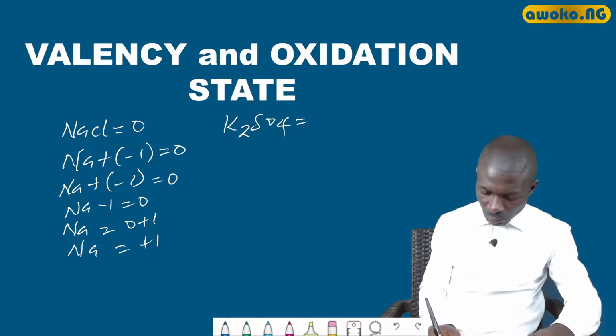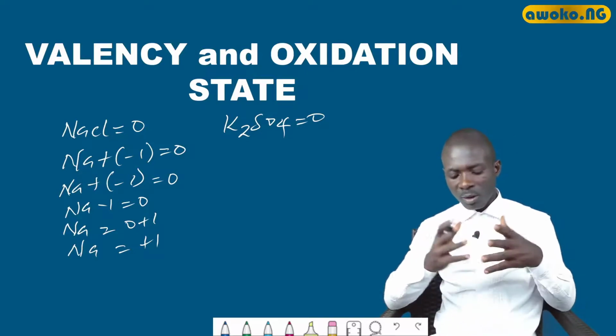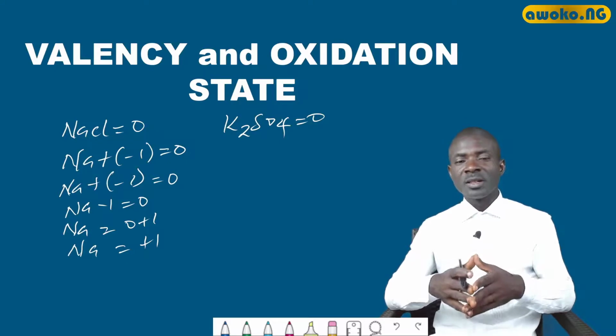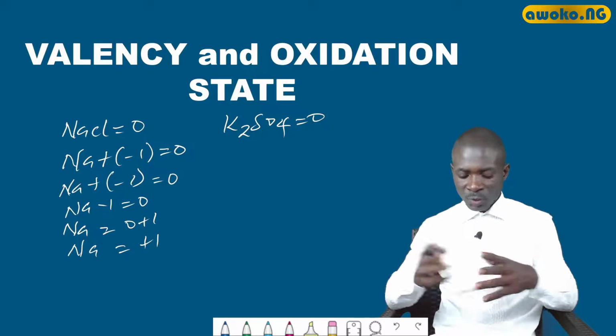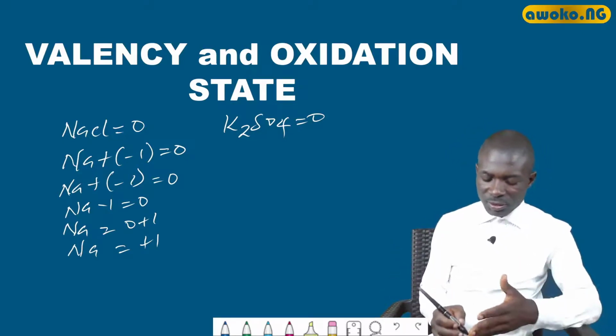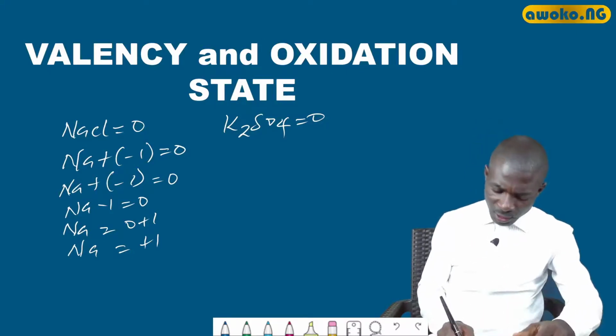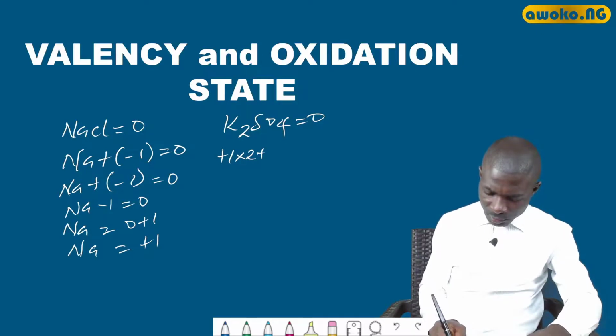So I have K2SO4 equal to 0. Of course, the sum of the oxidation states of potassium, sulfur, and oxygen in this compound is equal to 0 using that set of rules. So I can have here the oxidation state of potassium, of course, it is +1. So I have +1 multiplied by these two here, plus S, which is the central element, plus -2 times 4 to give me 0.